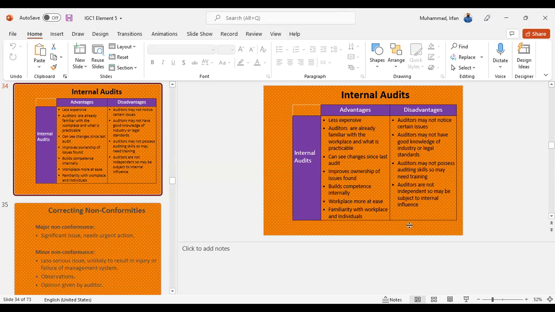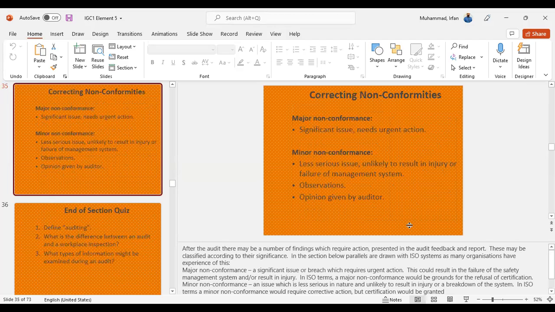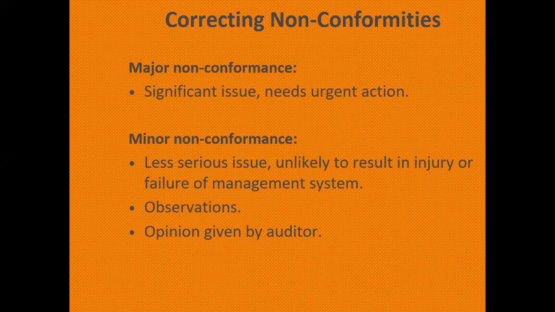Okay, guys, let's continue. Correcting non-conformities. Major non-conformities are significant issues. The auditors are highlighting and identifying the major non-conformances, major issues, significant issues, or we can say the more life-threatening issues.